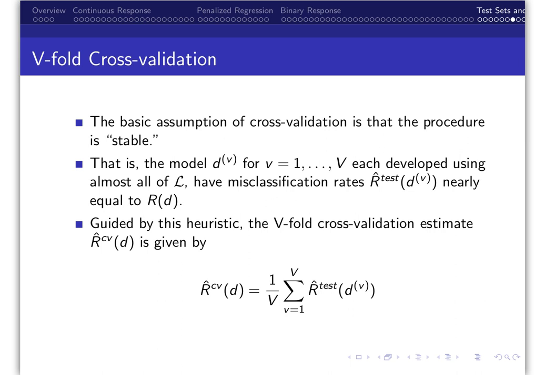The basic assumption of cross-validation is that the procedure is stable. That is, each of the V models is developed using almost all of the observations in the training set such that their misclassification rates are approximately equal to R of D. Guided by this heuristic, the V-fold cross-validation estimate is given by this equation, which is simply an average of the test set errors over the V folds.